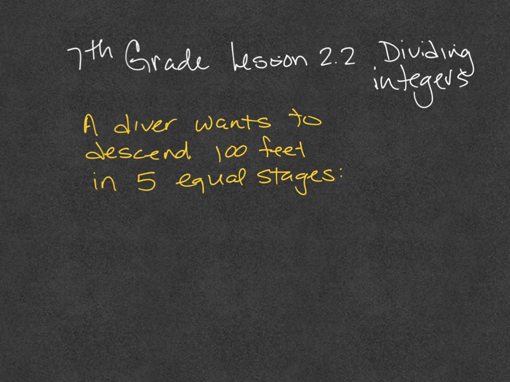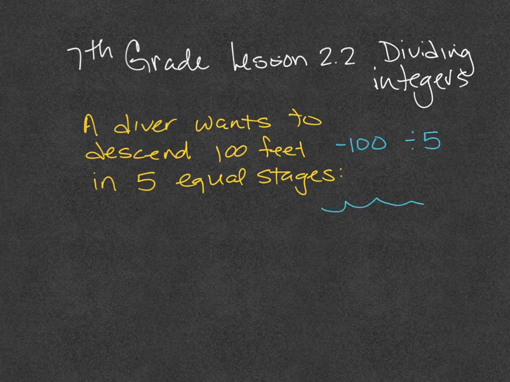Well, first of all, let's look at descend 100 feet. As an integer, we know that that really is go down by 100 or negative 100. And anytime you're doing things in equal stages, we know you're dividing because you're going to be subtracting that same amount over and over, right, until it's gone. So we're going to divide by 5 for the 5 equal stages.